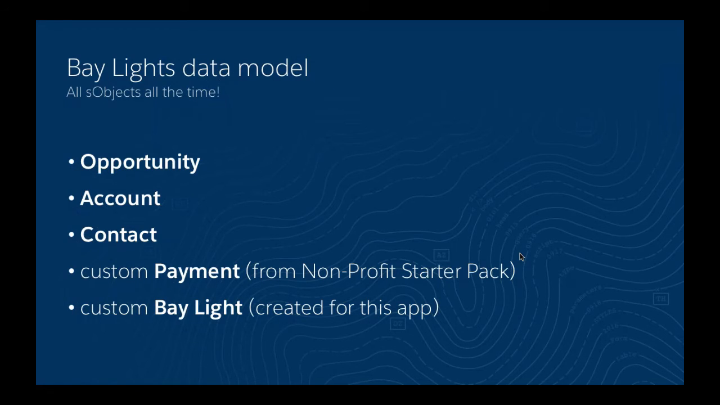So in our case, we have only five object types. We use the Salesforce standard opportunity, account, and contact, as well as a custom payment object, which comes from the nonprofit starter pack, and a custom Bay Lite object, which we created specifically to facilitate this app.